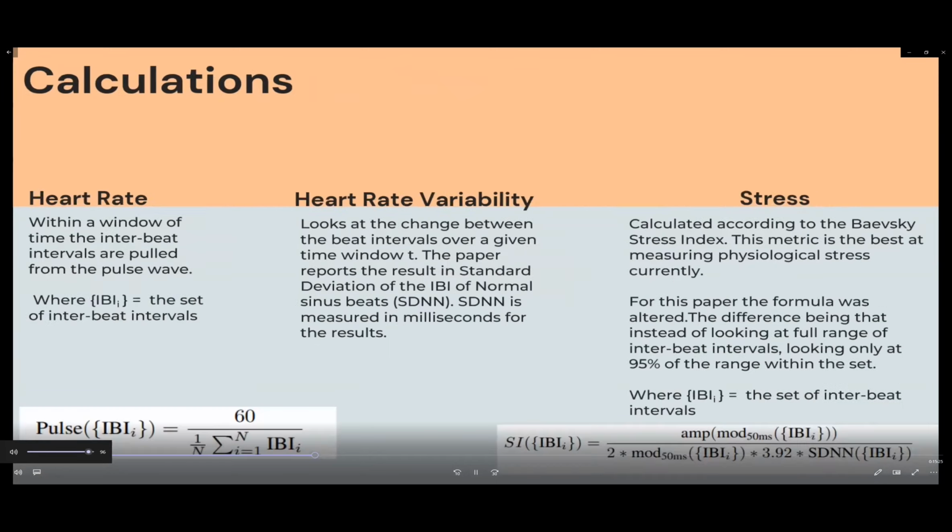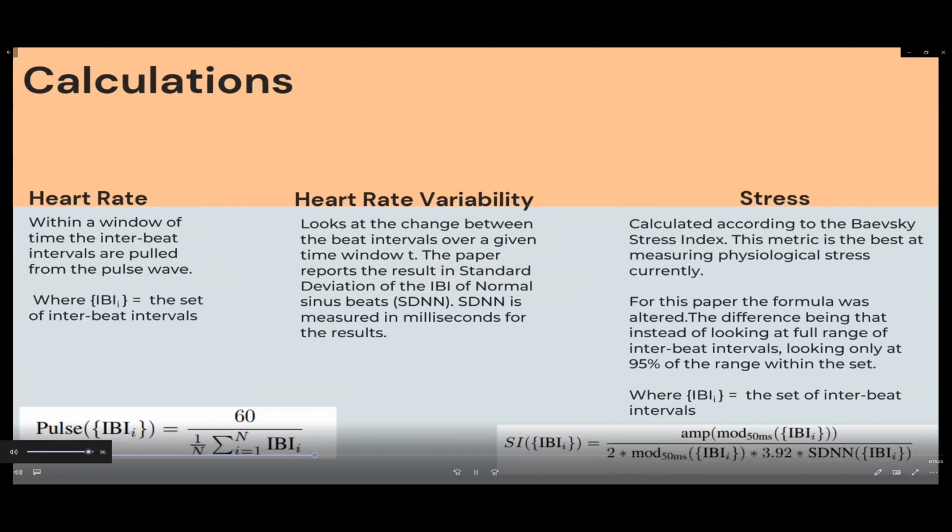A key note would be that what's in the curly braces within pulse as the input is just the set of the different interbeat intervals. So a bunch of different pulse waves are being input into this, and then we can output our pulse estimation, or heart rate.